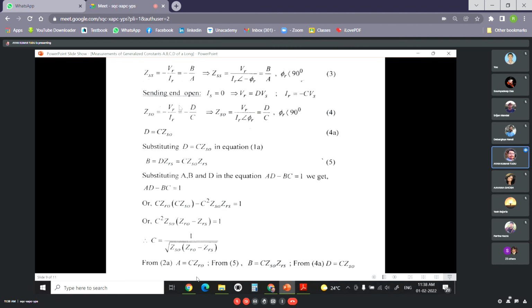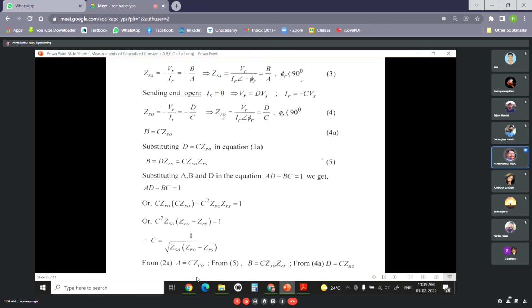Again, using the same logic that IR should be equal to minus IR, that is, there is a 180-degree phase shift. Taking that into consideration, we get ZSO equal to VR by IR angle phi R equal to D by C, where phi R is again less than 90 degrees.